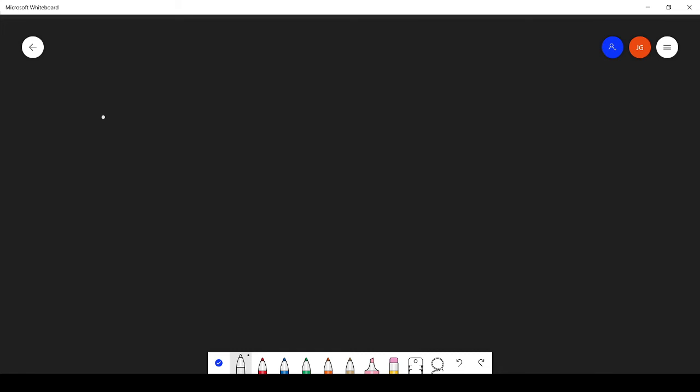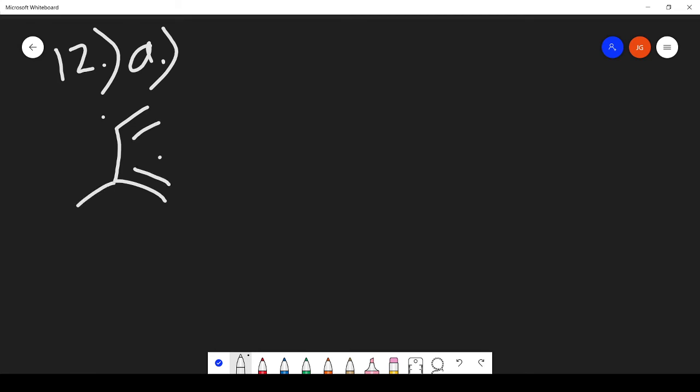Okay, number 12, we have 2 Diels Alder reactions. I'm getting sick of these Diels Alder reactions, but it's in our review. So for 12A, we have this diene, and we have this dienophile. Let's see. Is that right? Yes, that is.